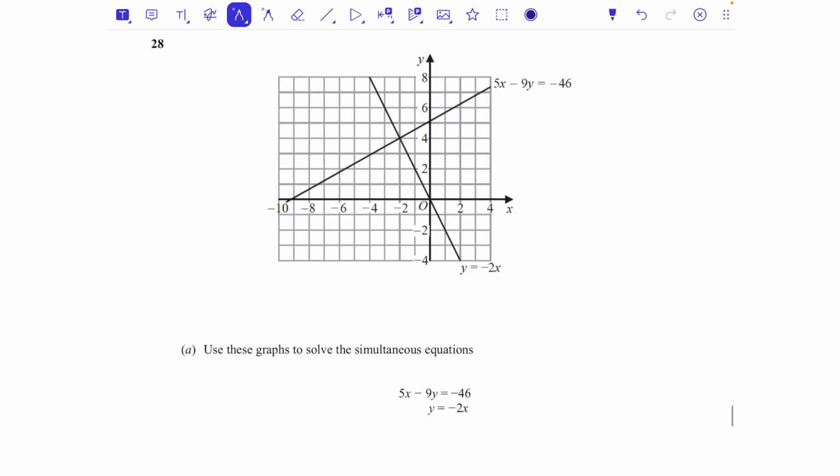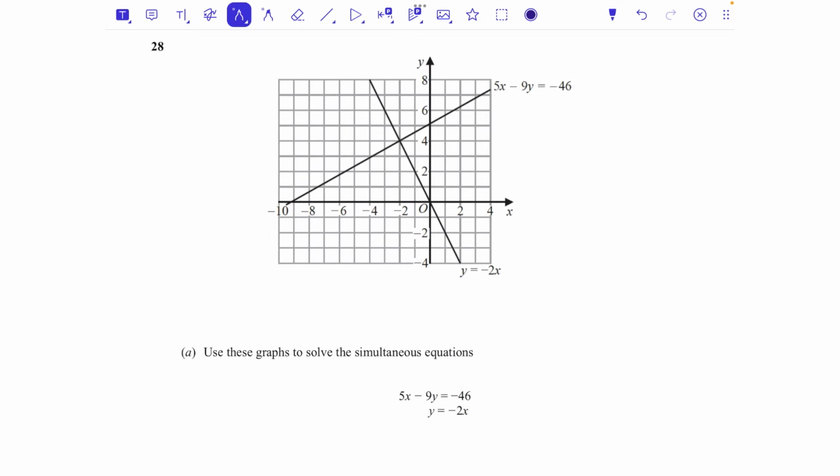Wonderful. Question number 28. Use these graphs to solve the simultaneous equations. So this line here is labelled with that equation. So that's the equation of that line. Same here, this line here is labelled y equals minus 2x. So that's the equation of that line. Now every single coordinate on this line makes this equation true. I'll show you what I mean.